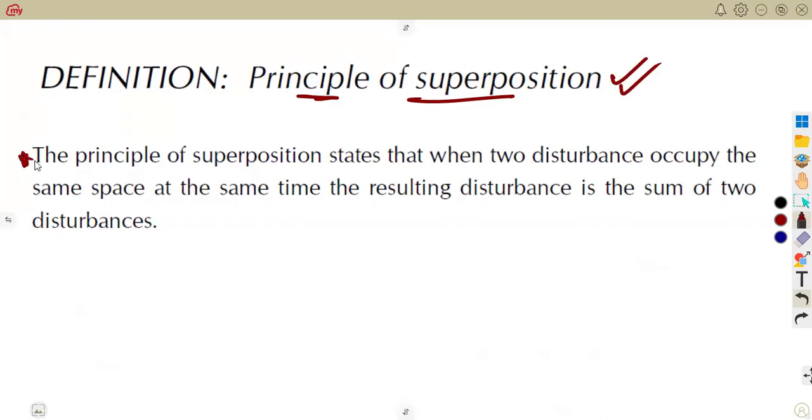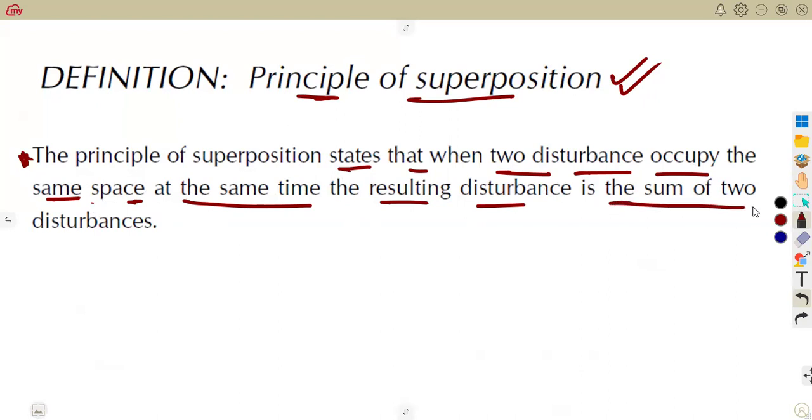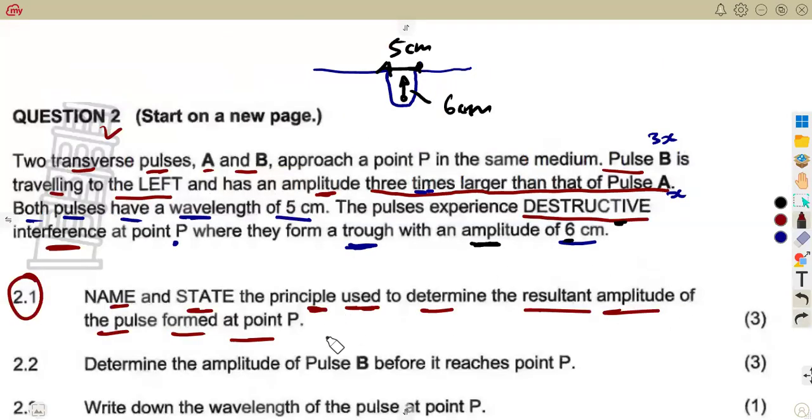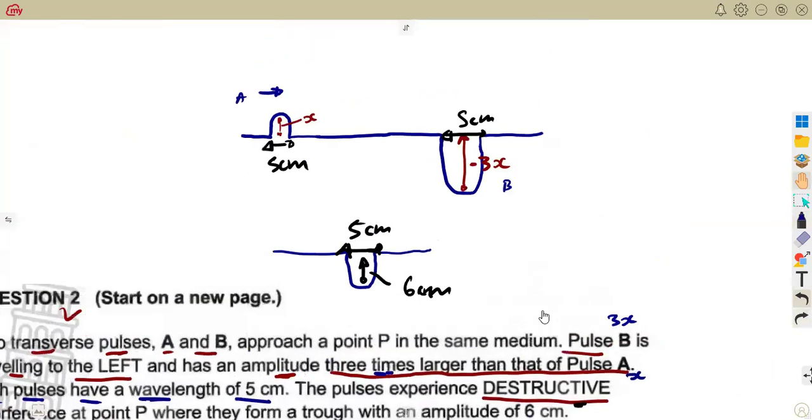What does it state? The principle of superposition states that when two disturbances occupy the same space at the same time, the resulting disturbance is the sum of the two disturbances. The resulting is the sum. That is what you are being asked here, to name and to state it. All right? Then determine the amplitude of pulse B before, take note, before it reaches P.